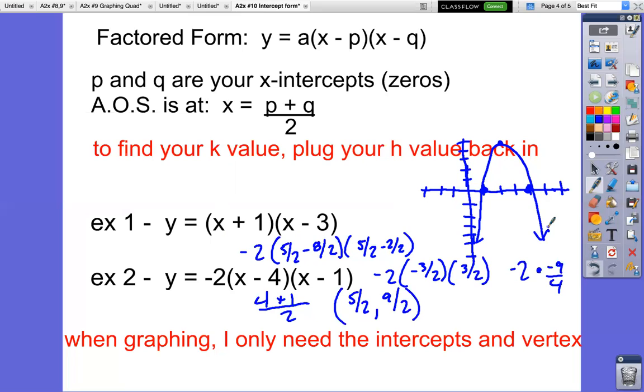All right, any questions? So how do you know that it opens down? You tell me, what's your A value? Oh, right. And we had the x-intercepts. And we now found our vertex, right? So it had to open down. If that's your vertex, which is your maximum value, and these are your intercepts, there it goes.